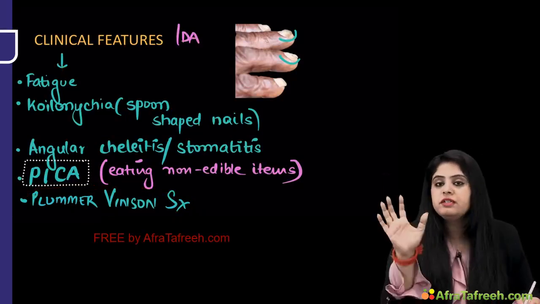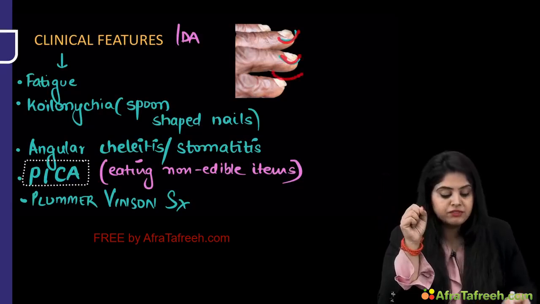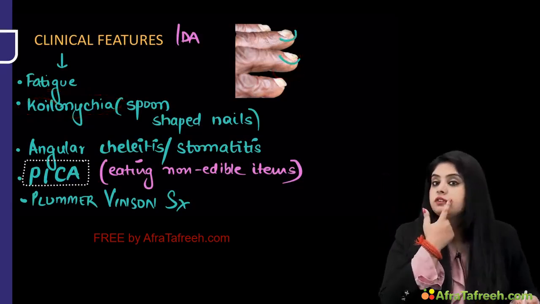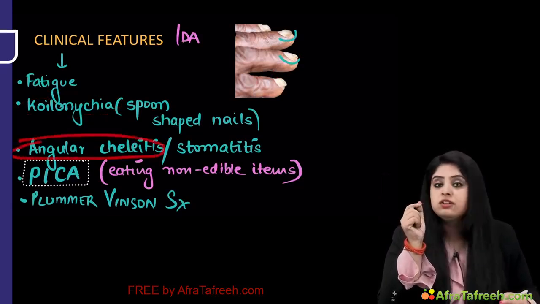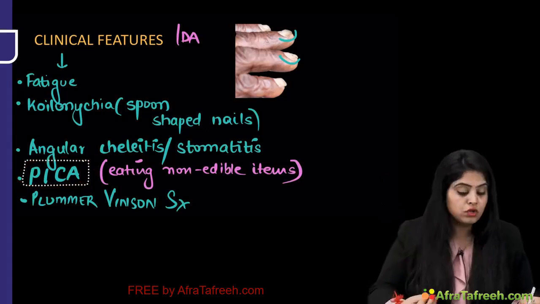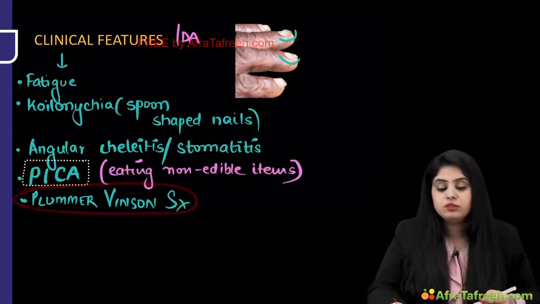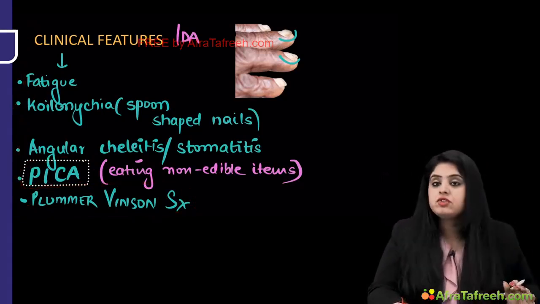Tiredness. Every patient of anemia has tiredness. The fancy things over here are spoon-shaped nails, which is known as koilonychia. The angles of the lips are going to be very rough and excoriated, angular cheilitis. The mother will say, my child eats non-edible things like mud and chalk, so pica. And then there could be association of a syndrome called Plummer-Vinson syndrome. So this is how a patient comes to you.